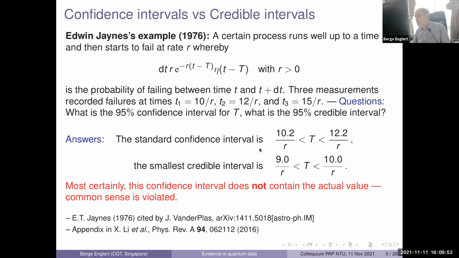Now, if you look at the smallest credible interval, that is in the range that is clearly reasonable for the data that you have observed. It's between 9 and 10, and that makes perfect sense. So if you never saw an example where you see a clear difference between the two, here you have one. If you want to read more about this, there is this arXiv paper by a certain van der Plas that talks about what Jaynes did in '76, and then we have elaborated on it in one of the appendices of the papers that came out of my group, published in 2016.